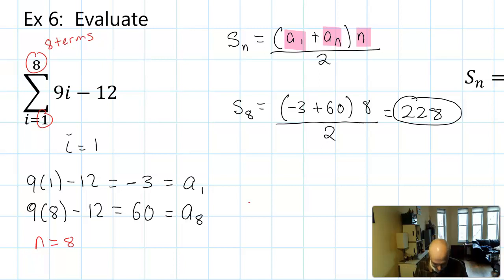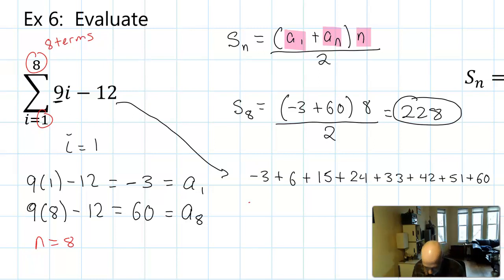228 is our sum. And we didn't have to write out all the terms of the sigma notation, and we could, of course. We know the difference is 9. So it would be negative 3 plus 6 plus 15 plus... skip a couple steps, right? The sigma would have been saying do this, which you could have just done, but it sure is a lot easier to just use the formula if you know you're working with an arithmetic series.